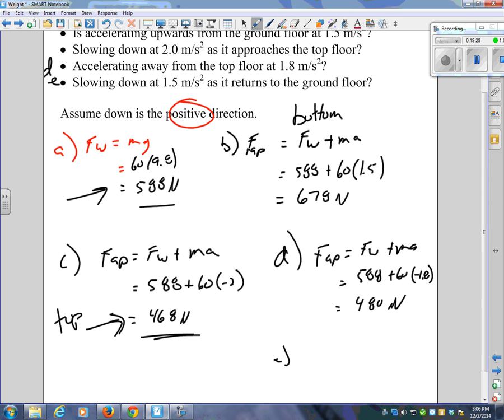And E you should have got 678 newtons. Is that what you got? How do you do that one, Mr. Bennett? Oh, yeah. You're slowing down at 1.5, right? So you take the 588 plus mass, 60 times 1.5. Are we using top? Yep. Anything at the top, you're going to be weighing less, right?